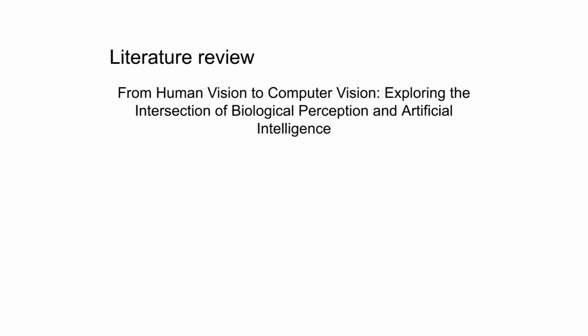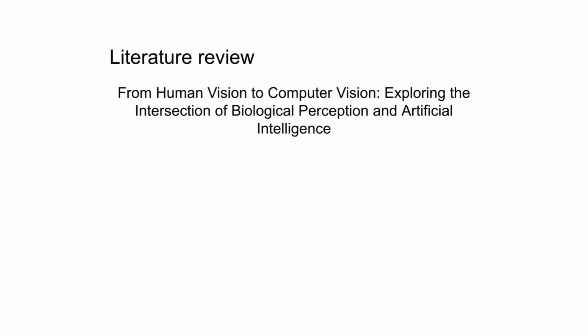Okay, so I recommend you read about those things in detail, and to encourage you, I propose a simple literature review, to a maximum of 3 pages, for you to undertake on a topic such as from human vision to computer vision, exploring the intersection of biological perception and artificial intelligence. You can give it whatever name you want, but the domain should be in alliance with this domain.